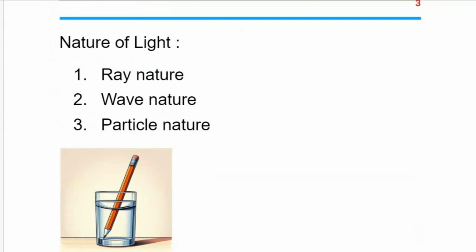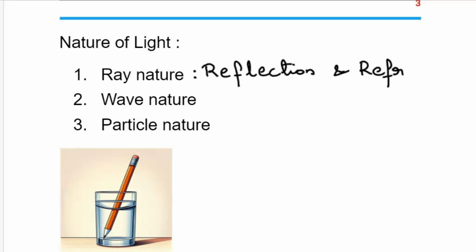Now, what is the nature of light? Like we know that there is light, but we should know its nature. So light has basically 3 nature. One is the ray nature, another is wave nature, and the third is particle nature. How do we know that light has a ray nature? We know that light has a ray nature because we see certain phenomena around us as a reflection of light and refraction of light. Reflection and refraction are common phenomena that we see in our day-to-day life.